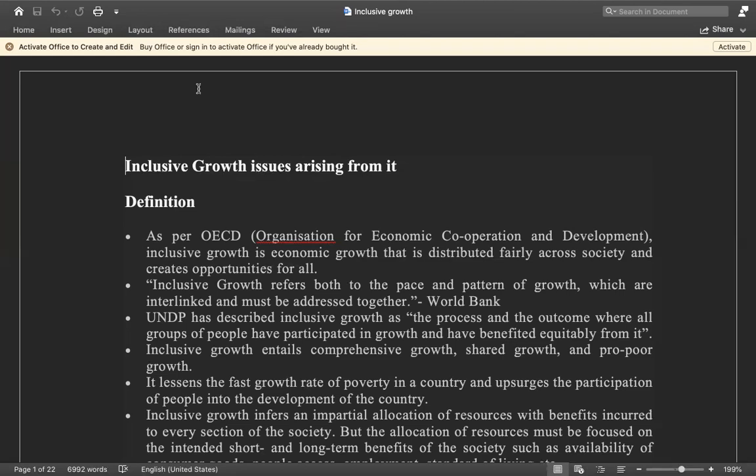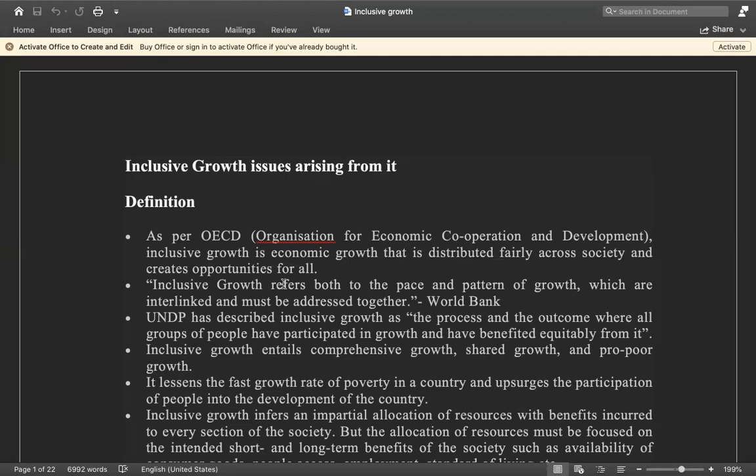Next, it lessens the fast growth rate of poverty in the country and ensures the participation of people in the development of the country. It is also very important. Here, this inclusive growth lessens the fast rate of poverty. What is the meaning of the fast rate of poverty? Here, the rate of poverty in India is very high, hasn't it? So this is controlled by the inclusive growth concept itself, hasn't it?